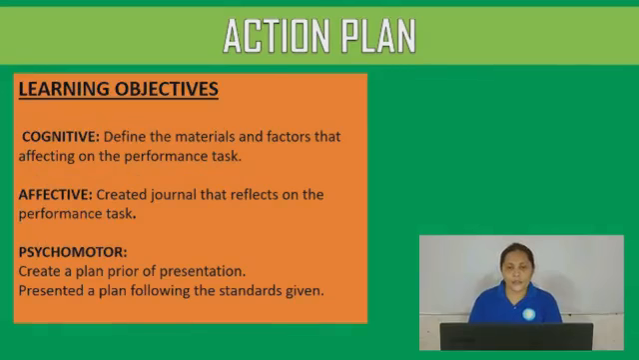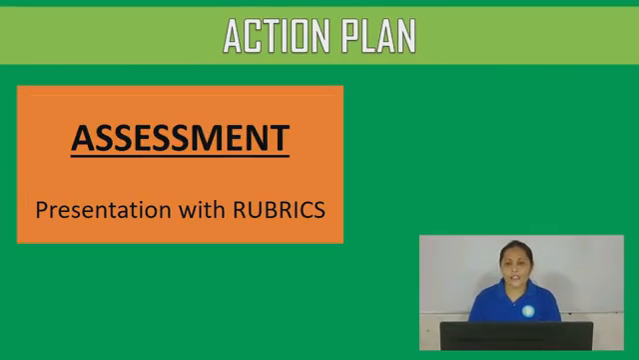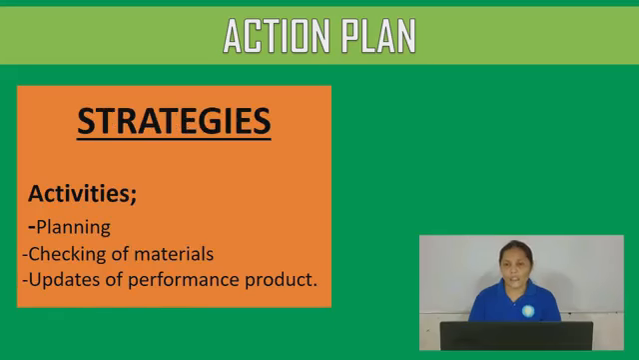Our learning objectives, cognitive, define the materials and factors that affect the performance task. Affective, create a journal that reflects on the performance task. Psychomotor, create a plan prior to a presentation and present the plan following the standards given. Then our assessment, presentation with rubrics, and our activities, planning, checking of materials, and the last one, updates of performance products.